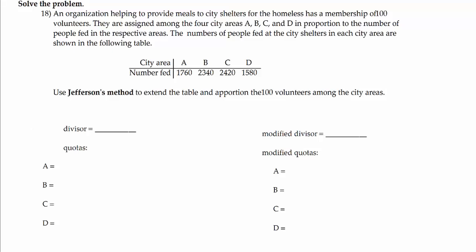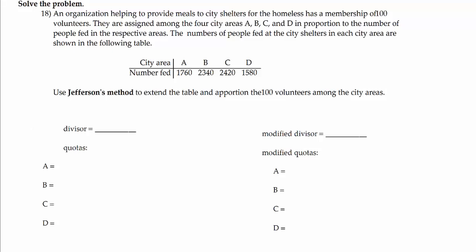So with the Jefferson method, we have to go ahead and find the divisor and the standard quotas. Then we go with the lower quotas. If we fall short, then we're going to have to modify the divisor. With the Jefferson method, we don't look at rounding and giving out extra ones. We modify the divisor, and we always go with the lower quota. Okay, so first let's see if we even need to modify it.